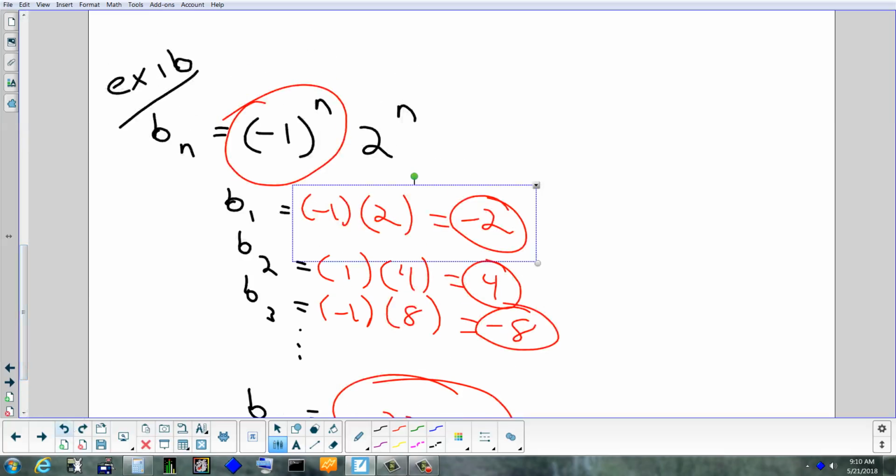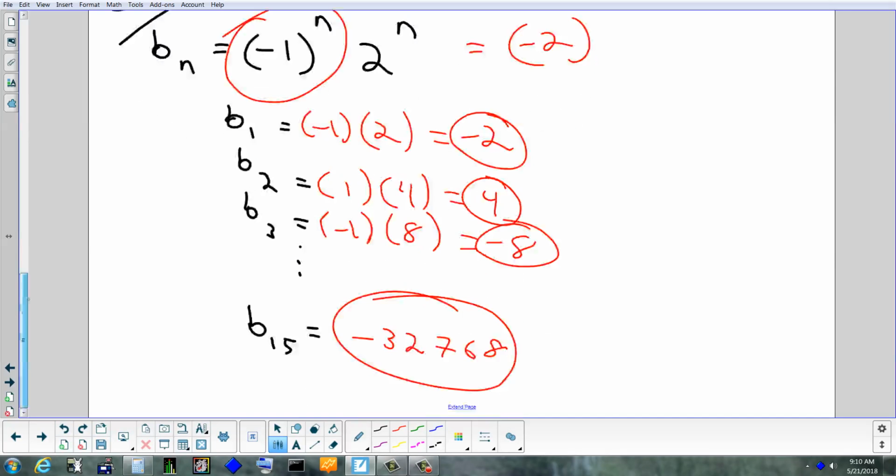You could also combine this into something a little shorter. If you did -2 to the n, I think that would give us the same thing we have right here. -2 to the first is -2. -2 squared is 4, and so on. Right? So if you came up with the formula on the left and someone else came up with the formula on the right, you're both right. But I would say the one on the right in red is a little more simplified than the one on the left. But they're both fine.